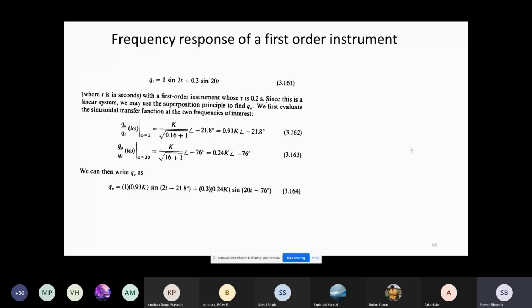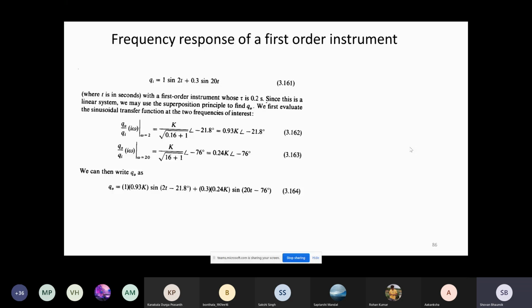Now let us come to the output due to the second component of the input, where amplitude is 0.3 and frequency is 20, so omega is 20. So if you see the K by root over omega square tau square plus 1, that is 20 square into 0.2 square plus 1, you will get Q0 by Qi, and you will get minus 76 degrees if you calculate the angle. So your ratio Q0 by Qi will be equal to 0.24 K, and the angle will be minus 76 degrees.